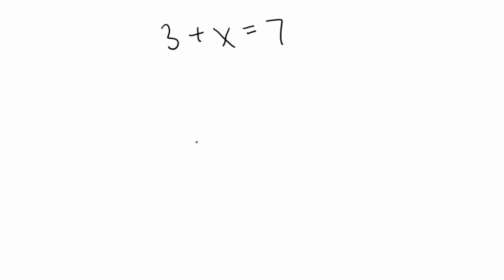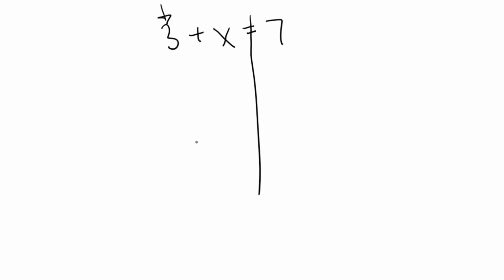So what you want to think about is canceling out the numbers that are on the same side as the x. So if I draw my line through my equal sign, I want to get the x by itself. So the number that is on the same side as the x is this 3. So I want to think about how can I get rid of that 3, because I want the x to be by itself. So it's just a positive 3. So I want to think about how can I cancel out or get rid of that positive 3.